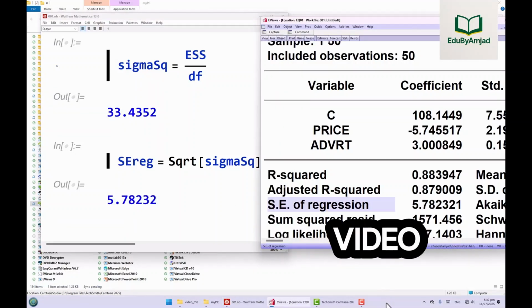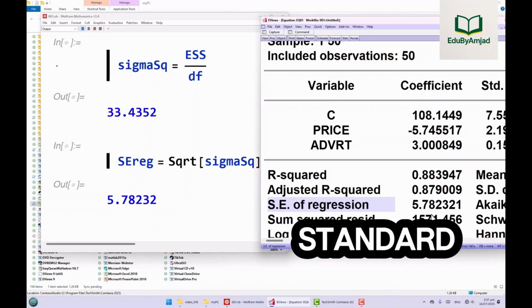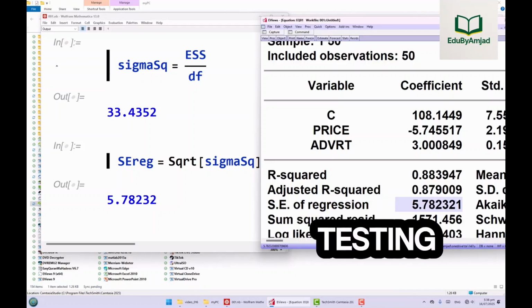In Part 3 video, we'll continue with standard errors of regression coefficients and testing of hypotheses.